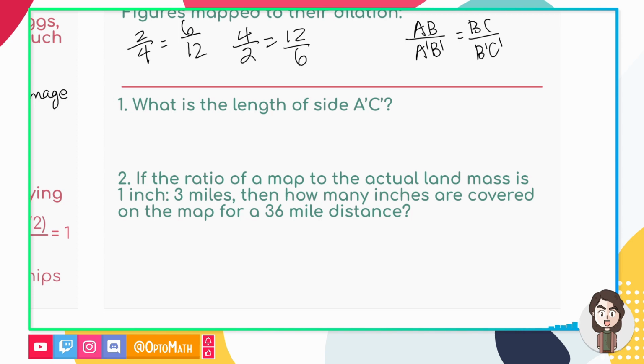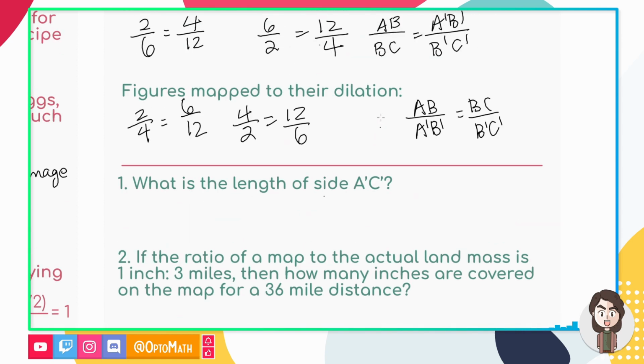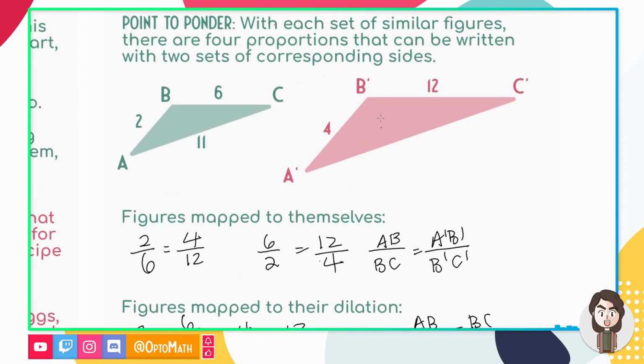So we have a question here. What is the length of side A prime C prime? So if we go back to our picture here, AC is 11. We know the scale factor's 2 because 2 times 2 is 4, 6 times 2 is 12. We could also do that by 12 divided by 6 is 2, 4 divided by 2 is 2, and so on. So we know that needs to be 22.